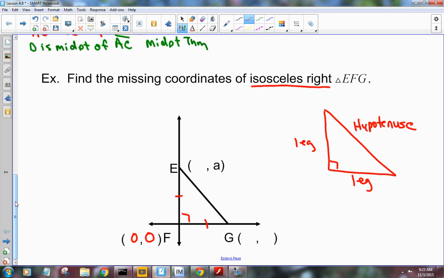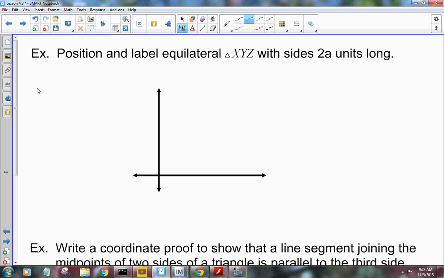Okay? Now, it says right here at E that it's located at blank, comma, A. What does that tell me? What does this blank, comma, A tell me? It's A units up. Okay? A units up. And so what's this coordinate going to be? It's going to be 0. And if this is isosceles, if this is A, then this is A as well. And so my coordinate for G would be what? A, 0. Questions on that?